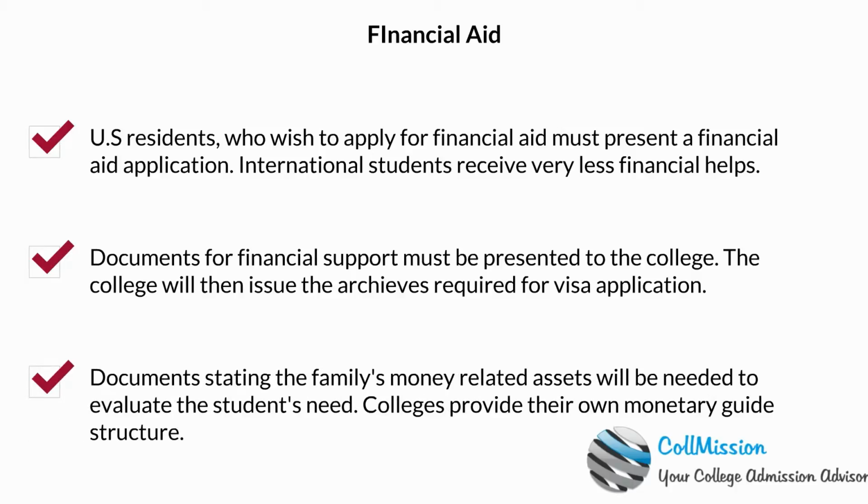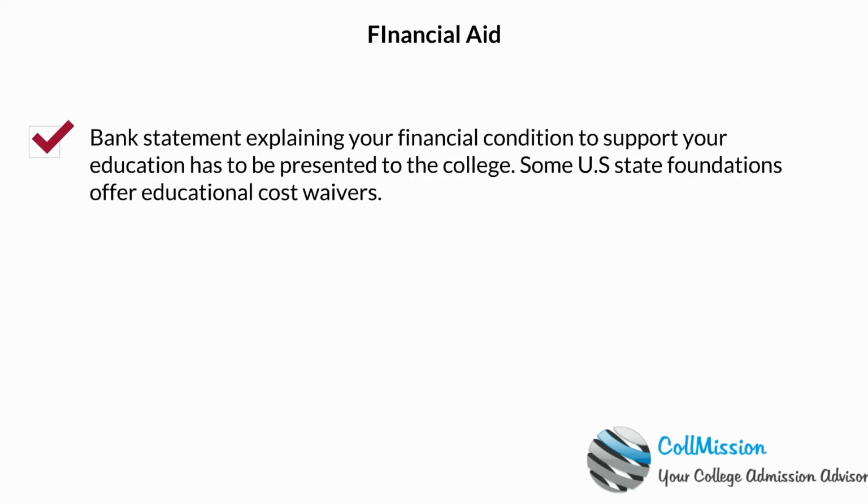You would be required to submit documentation of your family's money-related assets to help schools evaluate your need. The majority of the colleges have their own particular financial aid forms, which you would need to complete. You would likewise be required to present a bank statement explaining your monetary ability to support your education in the U.S. Some U.S. state institutions offer tuition waivers to international students, in return for some sort of educational contribution.